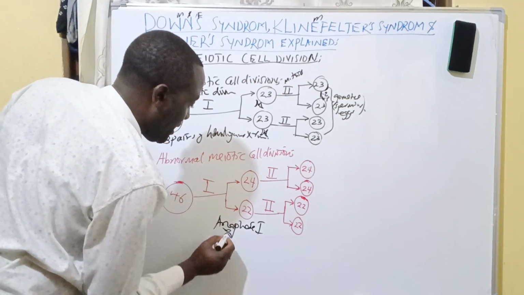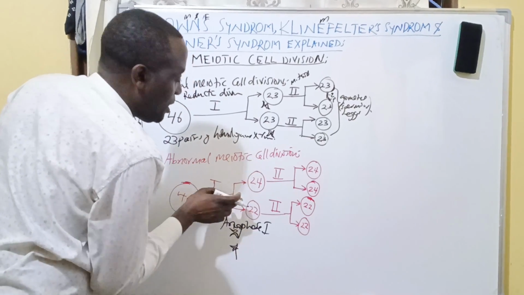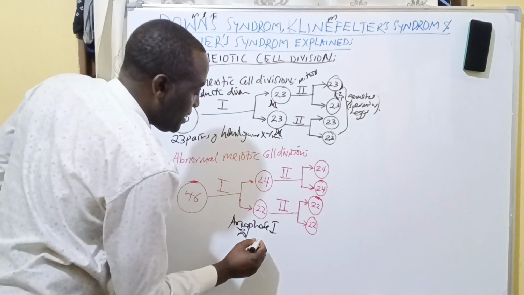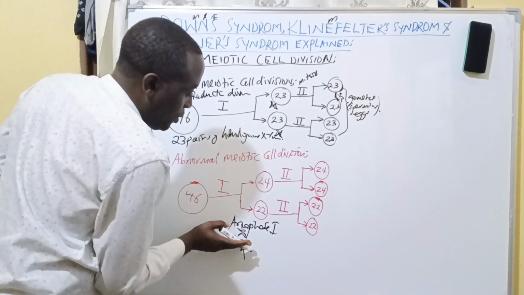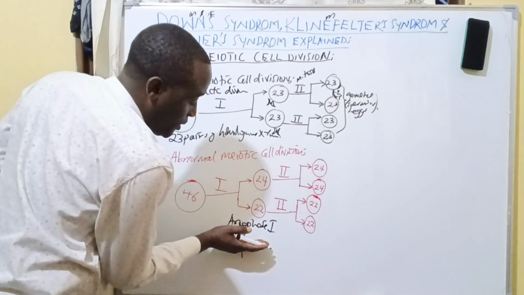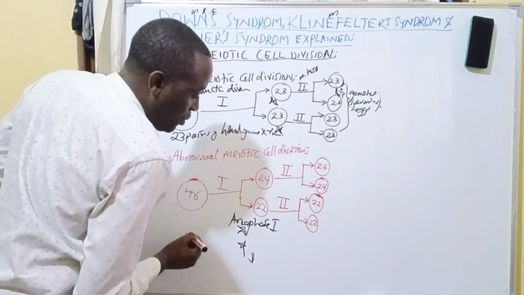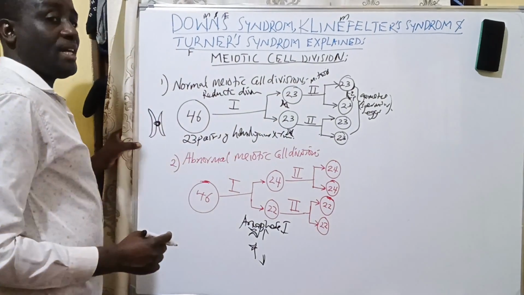Opposite what? Nuclei. We expect them to separate. Now what happens for this disorder to happen? Some chromosomes fail to separate. When they separate well, each 23 duplicated will be taken to one pole of the cell, and 23 duplicated will be taken to another pole of the cell.